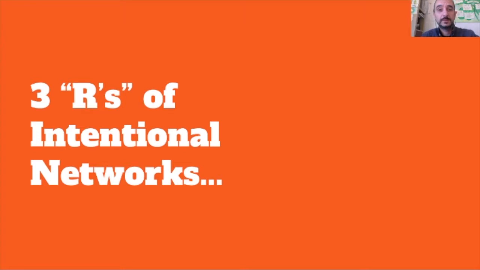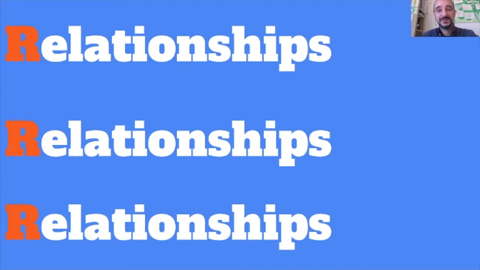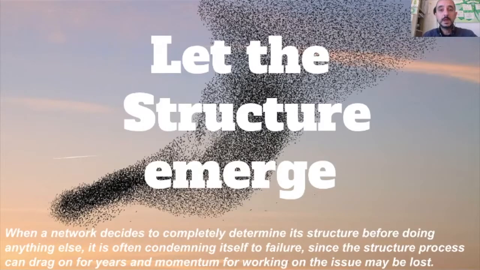The three most important aspects of relational networks. The three Rs of intentional networks. The first R is a focus on relationships. The second R is a focus on relationships. And the third R is a focus on relationships, right? It's the relationships that are the engine of an intentional network.